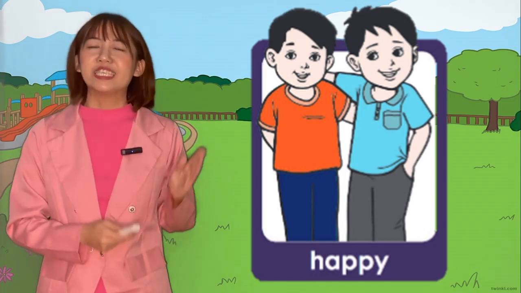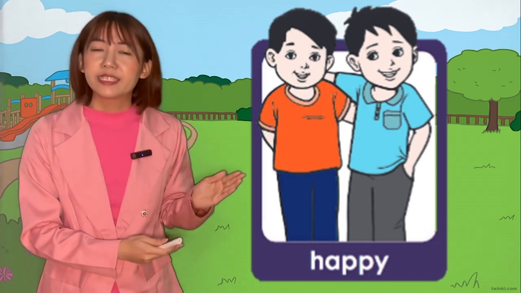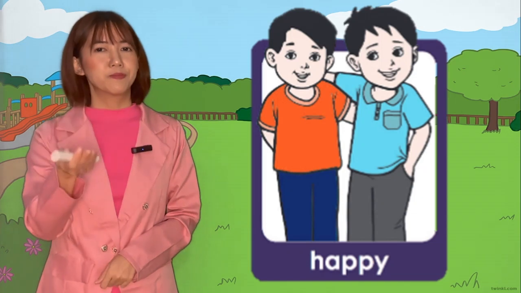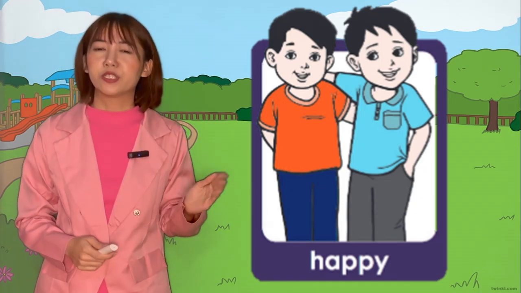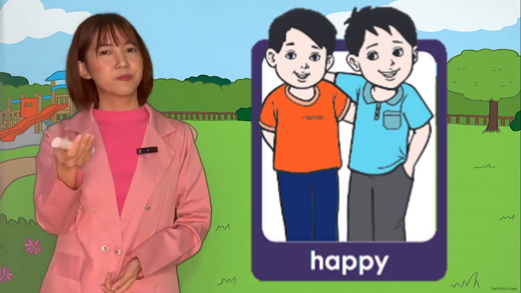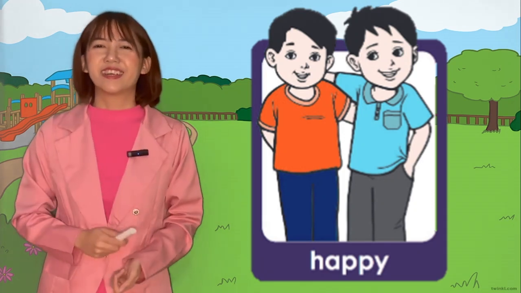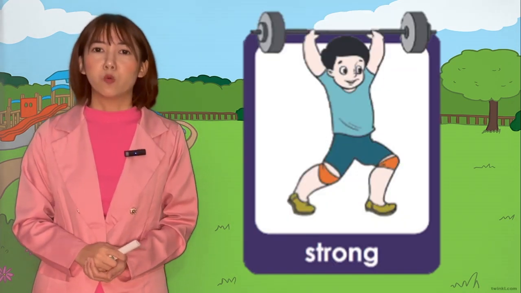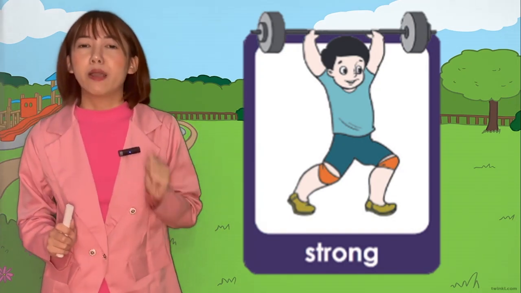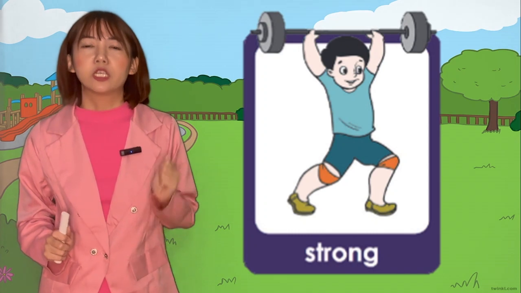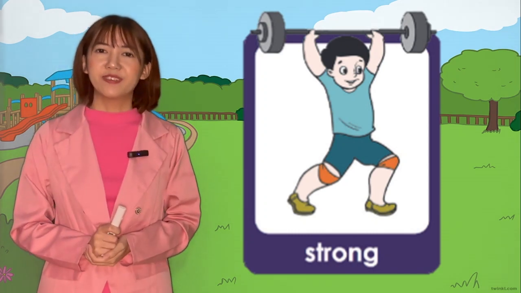Don't miss it. These are my friends. They are happy. Very good. These are my brothers. They are happy. Very good, guys. Okay. So, wow. Strong, right? This is my brother. He is strong. Can you say that?